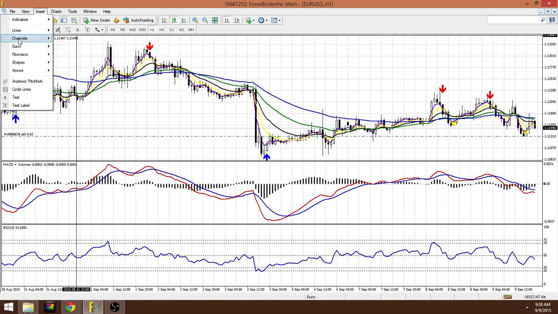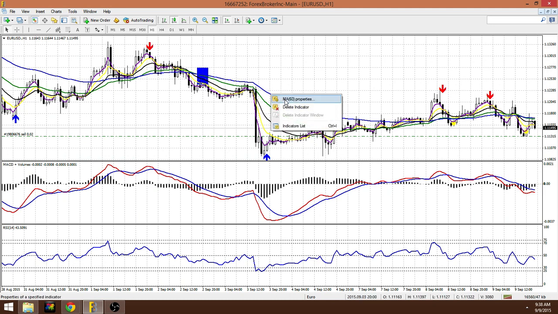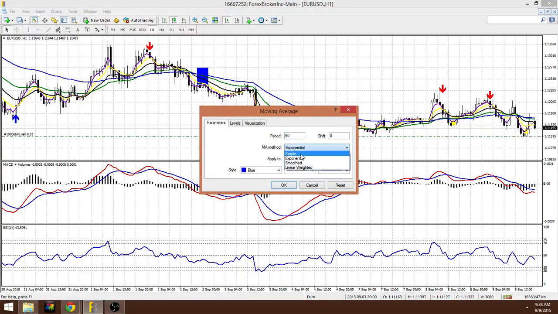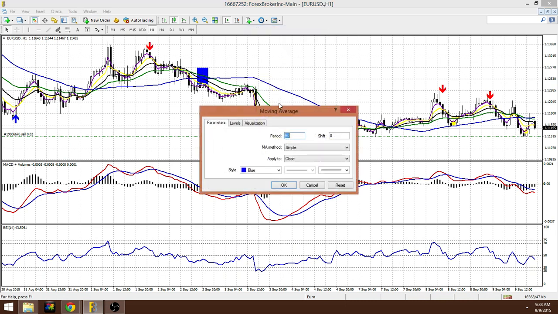Okay. Now keep in mind, I'm gonna insert a little indicator here, shape, and I'm gonna show you where these lines crossed. Okay. They crossed right there. All right. Now, if I were to take this and I made it simple, you see where they crossed? It's too late.